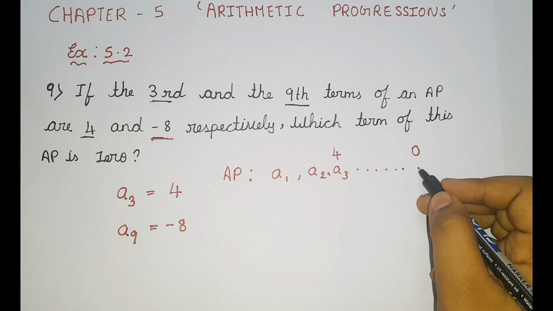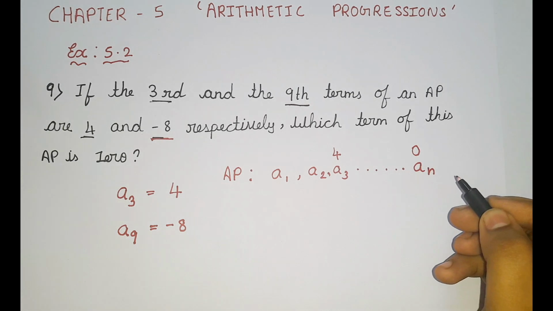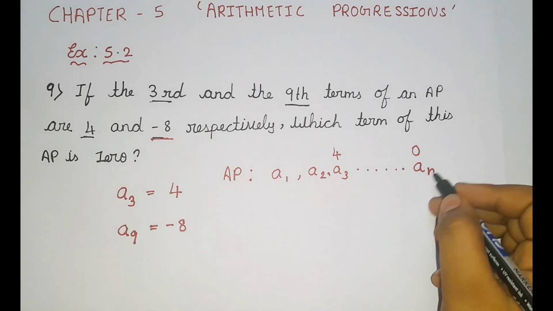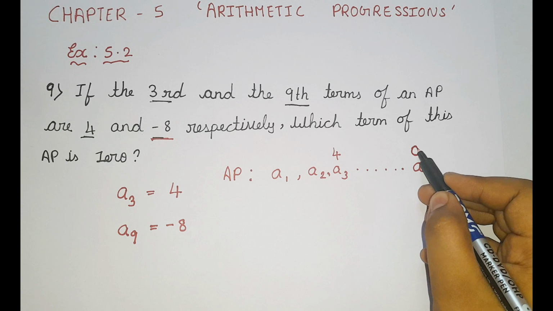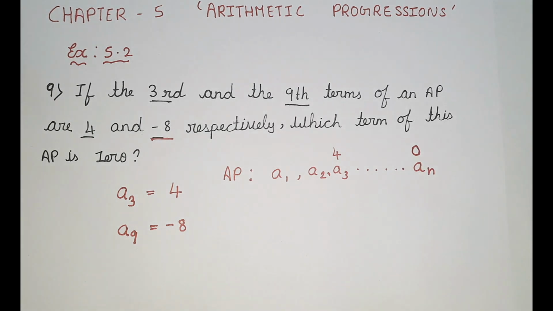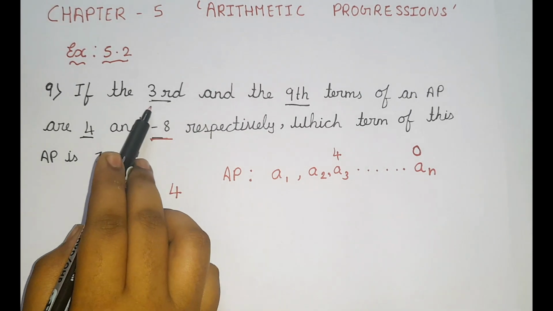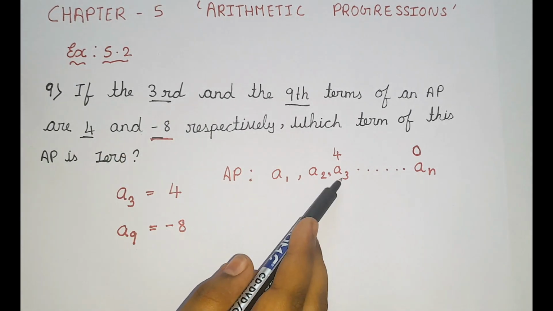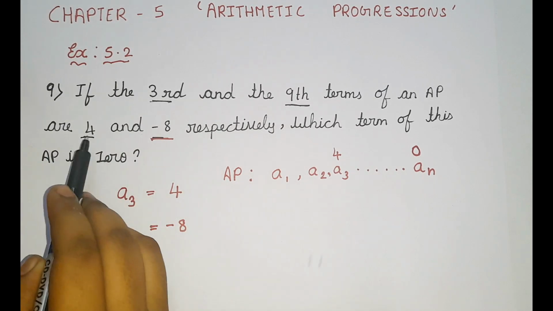We don't know the term, right? So let us take it as An. An means we don't know the term. So here we don't know which term is 0, isn't it? What is the meaning of term? I just told you that here we have the third term. A3 means the third term, and they gave the value, that is 4.